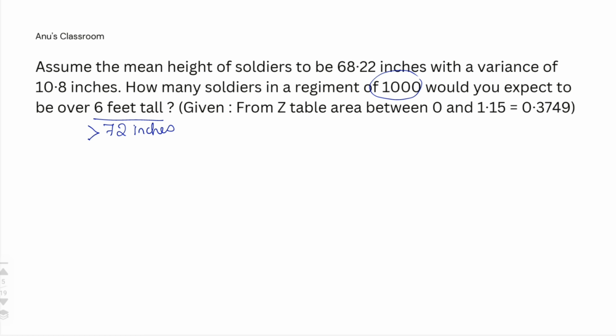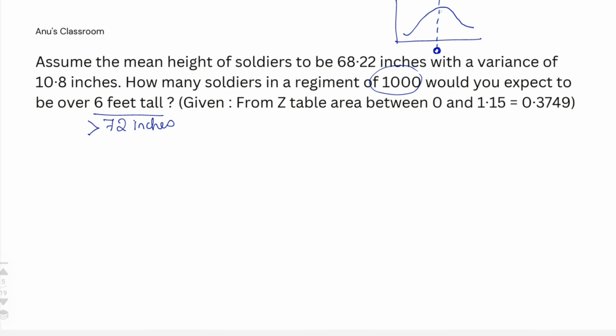From the Z table, they have given the area between 0 and 1.15. According to the Z table, we are assuming that the distribution is a normal distribution. This is your midpoint, your mean. It divides the area of the normal distribution into two halves, and the total area will be 1. The midpoint is 0, so below 0 the area will be 0.5, and above 0 also 0.5. Totally, you get the area under the curve as 1. That is the generic idea.